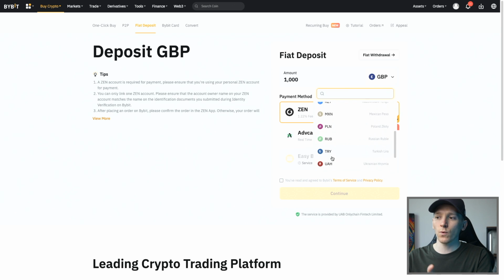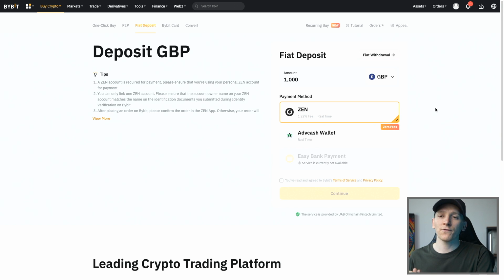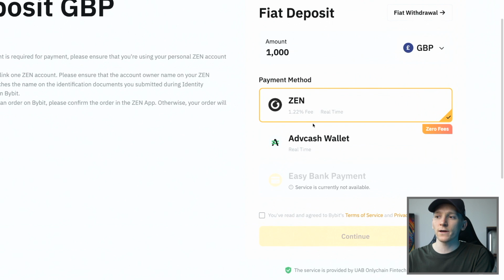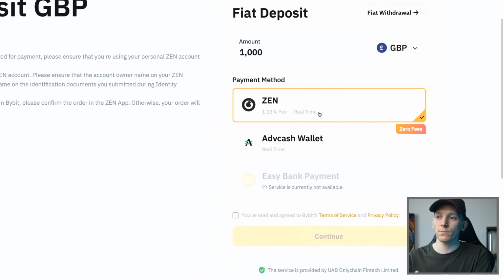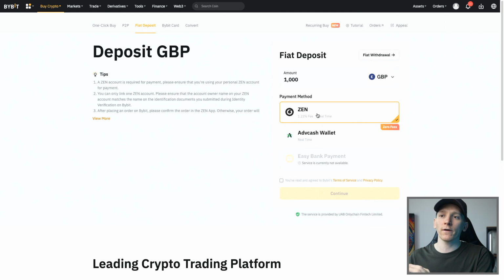So you're going to have to see where you're living in the world, if it's supported or not. But the cheapest way is to use a bank transfer. If that's not supported, then you're going to have to use a payment provider. And you can see the fees are a little bit more expensive, 1.22% for that. But that is going to be much cheaper than using a credit card or a debit card, or a credit card specifically have much higher fees, around 2 to 3%. So you're going to have to look where you live as to what is supported in your region.